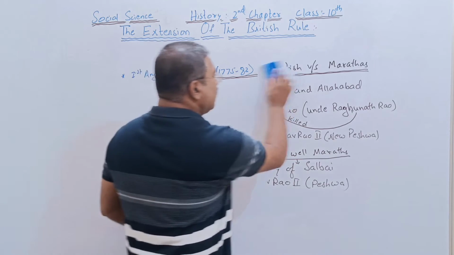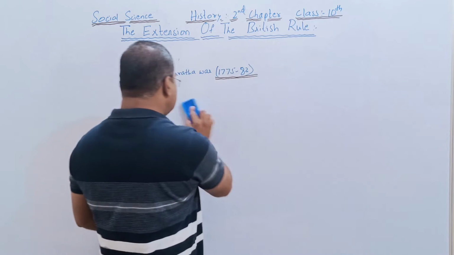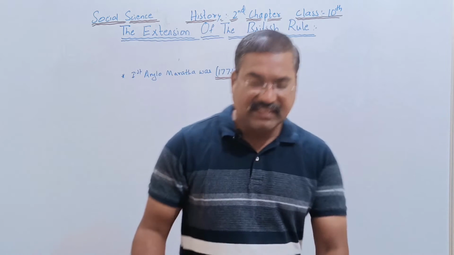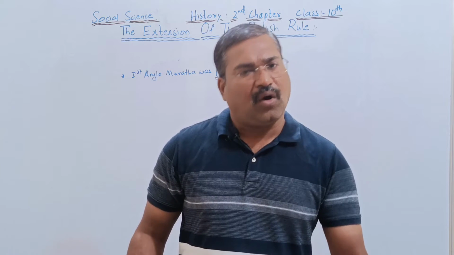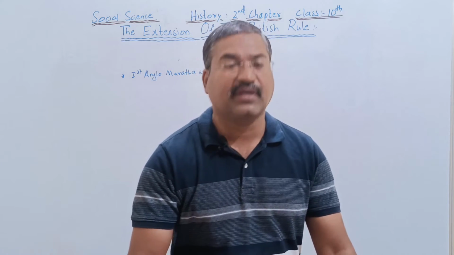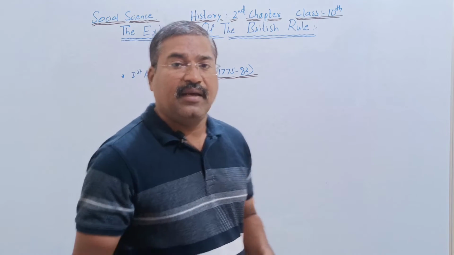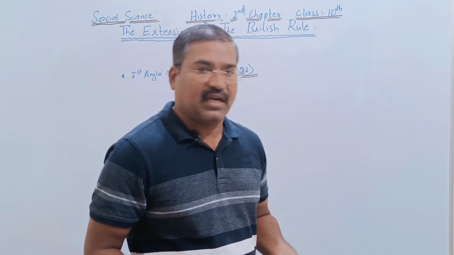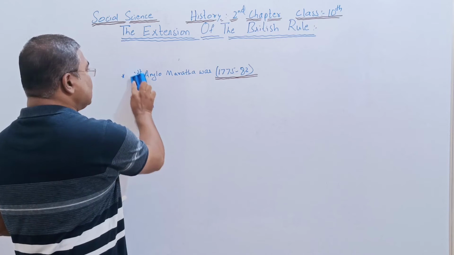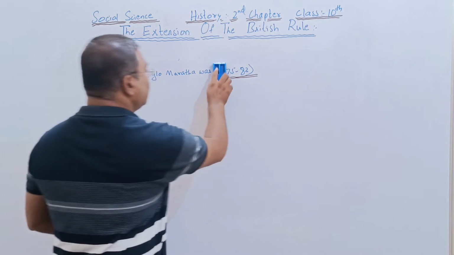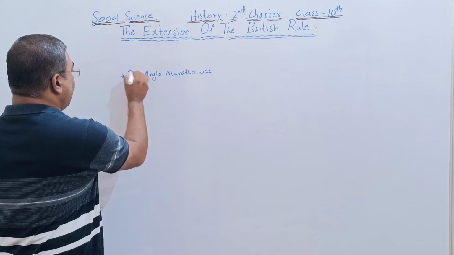Okay, dear students, the purpose of writing many things on the board and making you say them slowly is that you can easily take down the points in your notebooks or on the small papers which you are keeping with you. With the help of that, you can easily make the points soon after listening to the class also, right? And here we are going to talk about the Second Anglo-Maratha War.